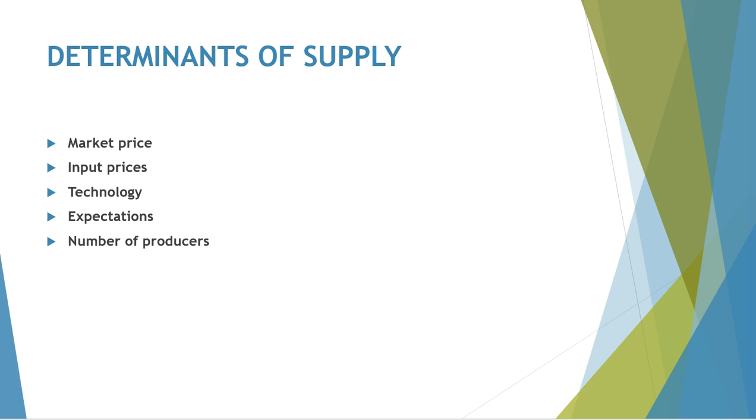So, the determinants of supply are price of good, price of the related good, the level of technology used to produce the product, the production cost, the population, government policies and many others lah. Semua tu adalah faktor yang dapat menentukan berapa banyak kita dapat produce barang.